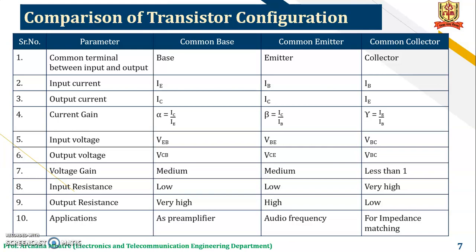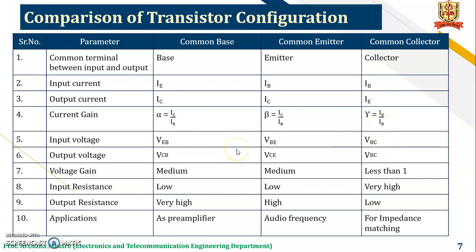First parameter is common terminal between the input and output. In common base, base terminal is common. In common emitter, emitter terminal is common. For common collector, collector terminal is common. Next parameter is input current. In common base, it is IE. For common emitter, it is IB. For common collector, it is IB. Output current for common base and common emitter is IC, and for common collector it is IE. The current gain is denoted by symbol alpha for common base, beta for common emitter and gamma for common collector.